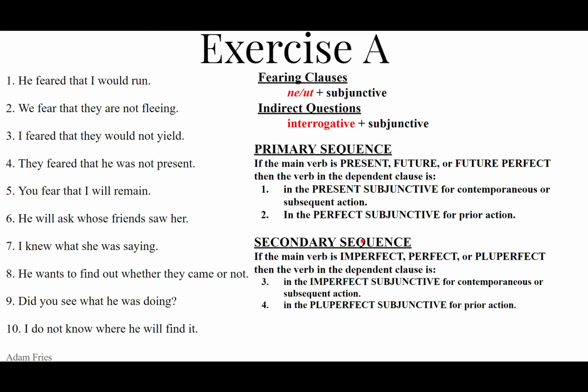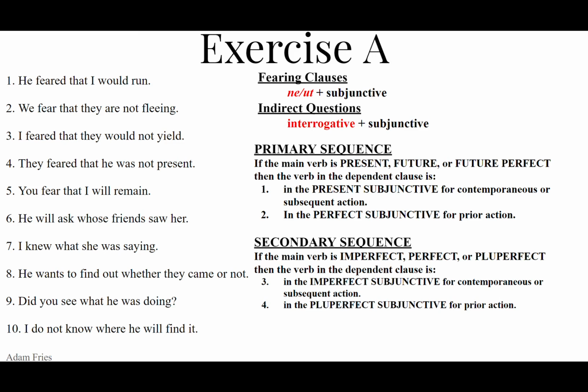Secondary sequence handles the past tenses, imperfect, perfect, and pluperfect tenses. If one of those is the tense of your main verb, then you have two options for the subjunctive verb in the dependent clause. The tense of the verb will be either the imperfect subjunctive for contemporaneous or subsequent action, and then for prior action to the main verb, you'll use the pluperfect subjunctive.